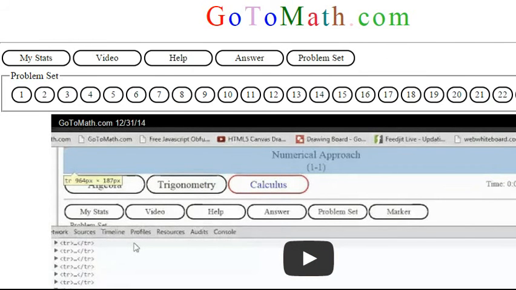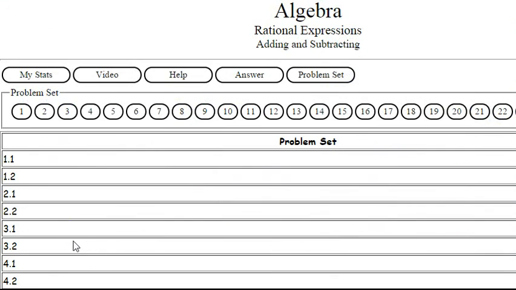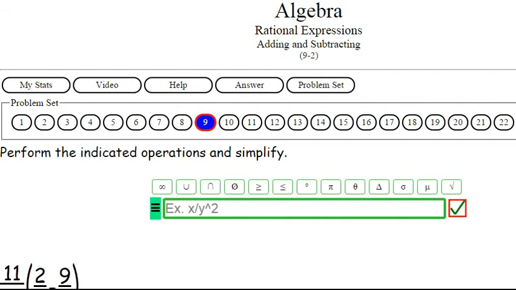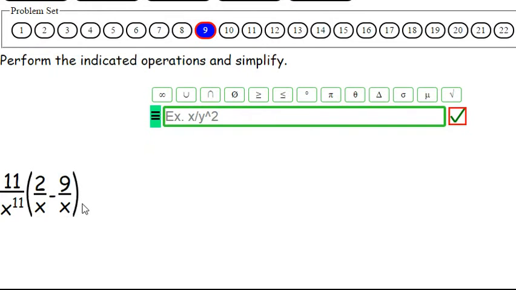Okay, we're over here at GoToMath.com. Click on the algebra. It's going down to adding and subtracting. We're looking at 9.2. So this looks similar to the last problem. 11 over x to the 11th times 2 over x minus 9 over x. Now I said there's two different ways of doing this problem. And we're going to work what's in parentheses first. And then multiply that result by the 11 over x to the 11th.